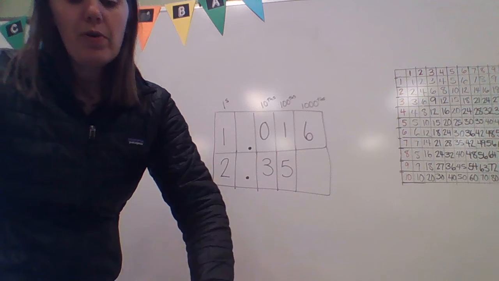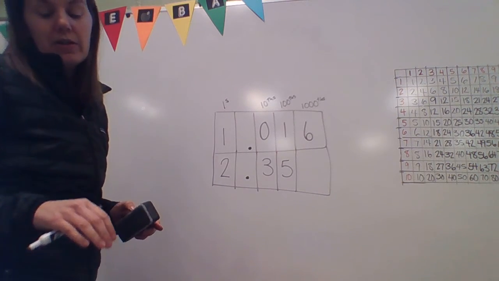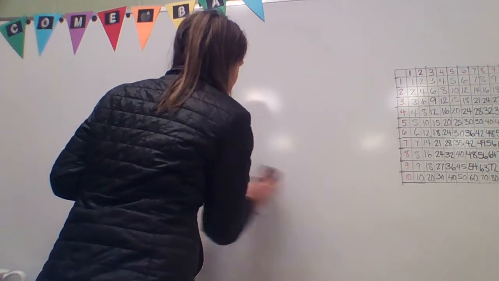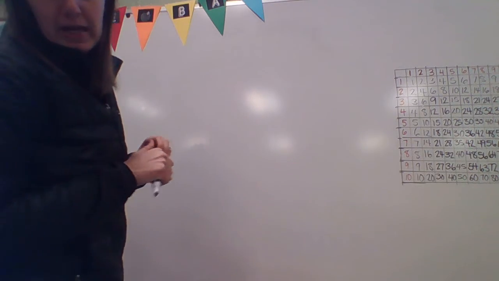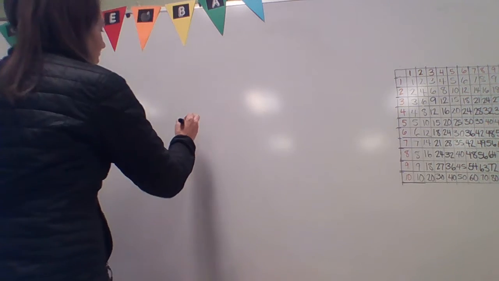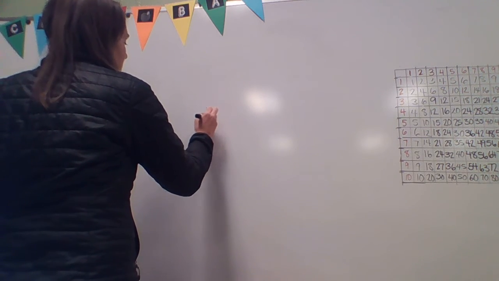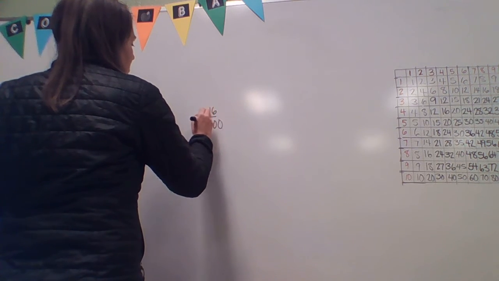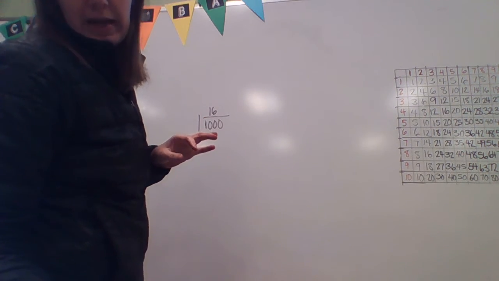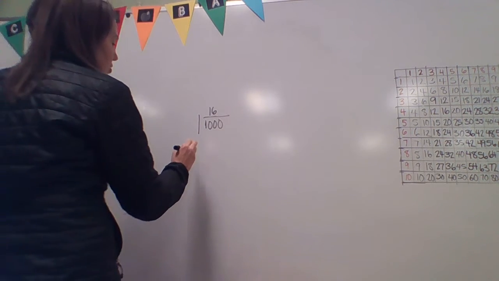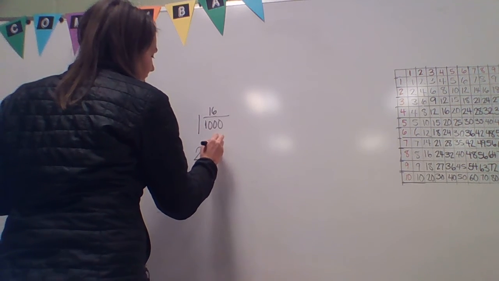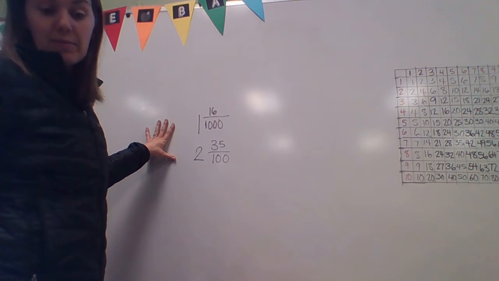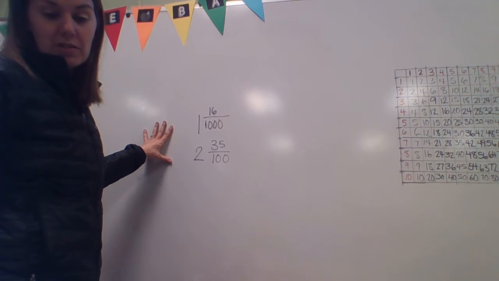Okay. Now, for the first model, it says that you can also use fractions to come up with these numbers, with these mixed numbers, right? So if we have 1 and 16 thousandths, we could think of that as 1 and 16 out of 1,000. And for Brianne, she has 2 and 35 hundredths. So that would be how we would write them out as our fractions.